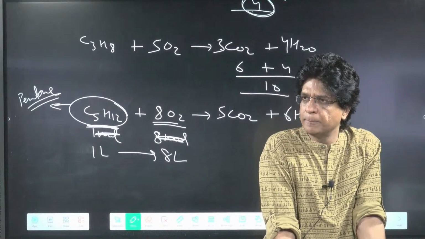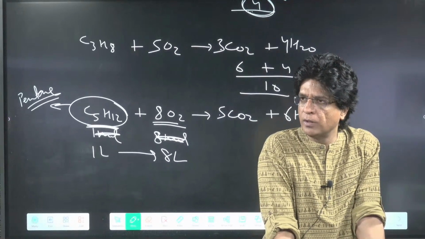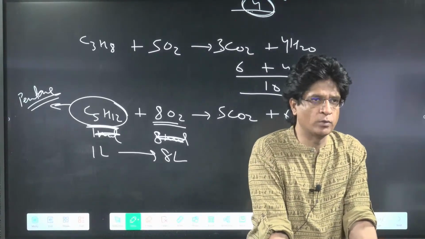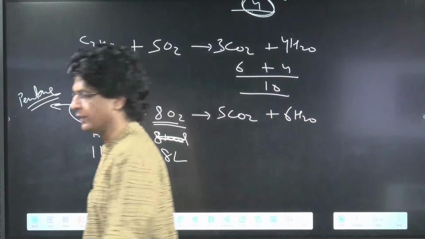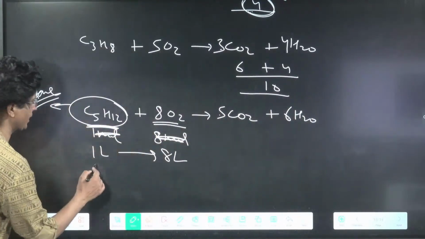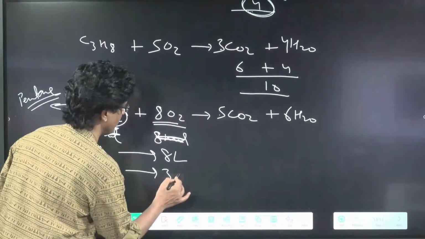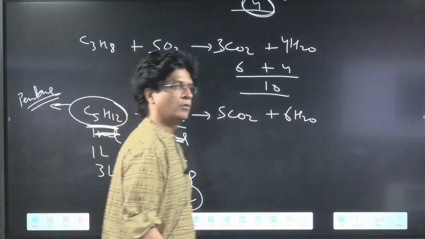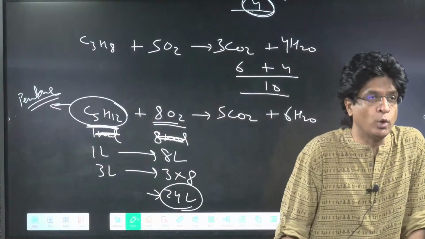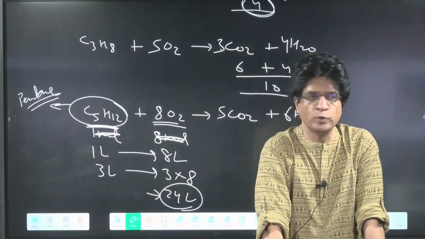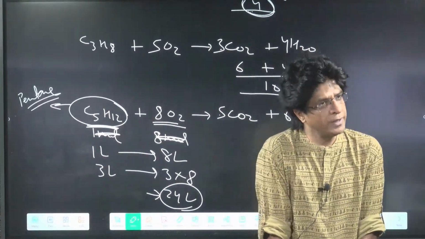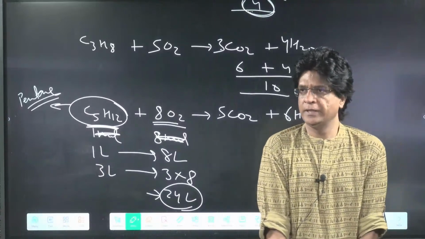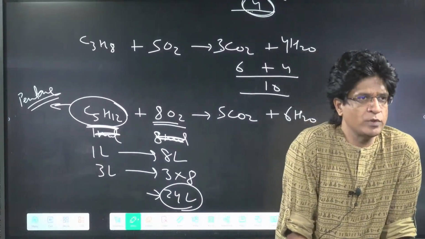Sameer, very good. Shrikar, very good. Aditya, very good. Zamir, very good. Pavitra, good. Gautami, very good. Excellent. So 3 liter will require how much? 3 into 8 equal to 24 liter. You can treat your volume as moles and moles as volume. Their ratio will remain same. Getting it? The ratio will remain same. So you'll get the same answer.